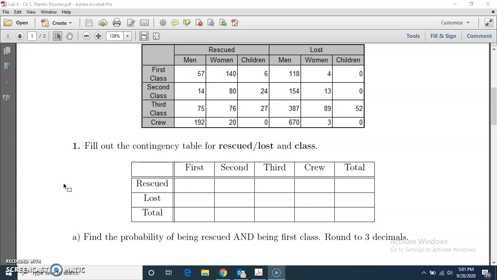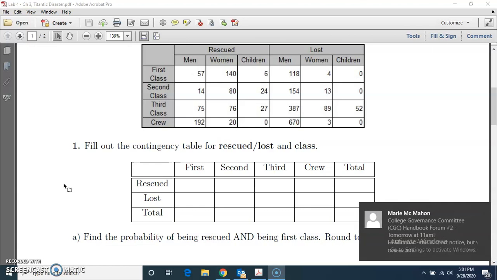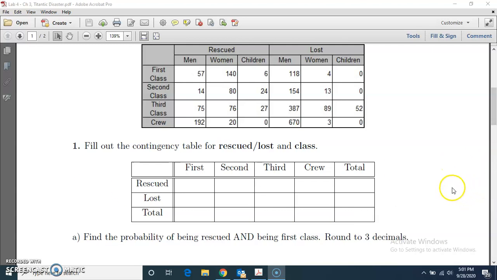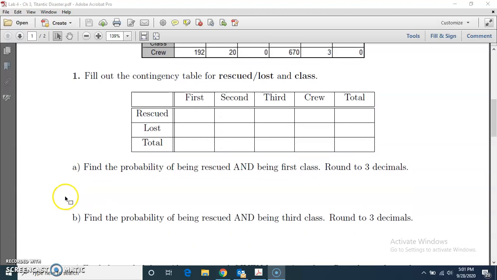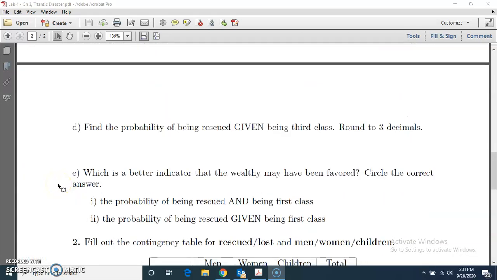And then you're going to be asked to set up a couple of smaller contingency tables. So in number 1, you're just looking at first class, second class, third class, crew, who was rescued, who was lost, and then the totals all the way around. So you'll find a few probabilities. Be careful, in parts A and B, it's the probability of an and, like rescued and first class. Where in C, it's a given, rescued given first class, so be careful how you go and calculate those.